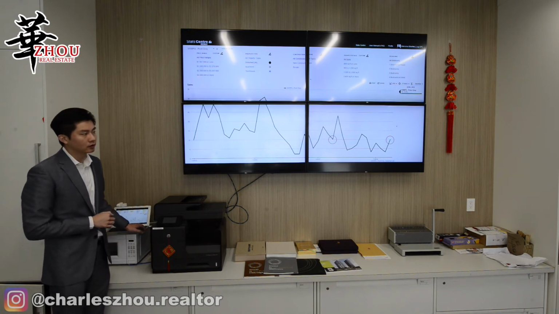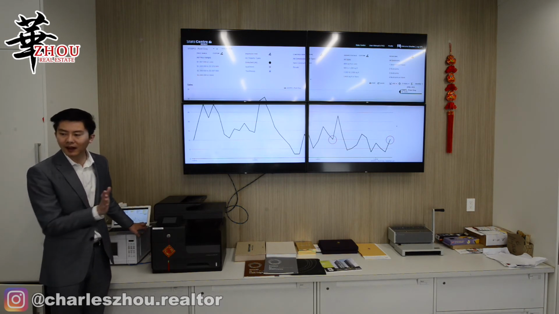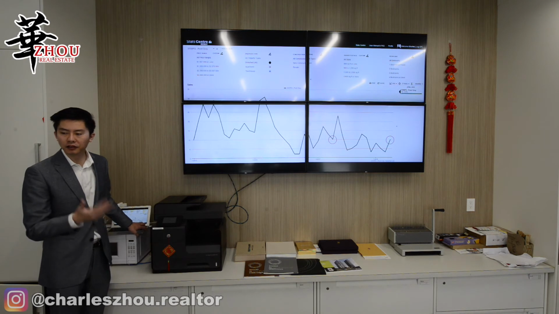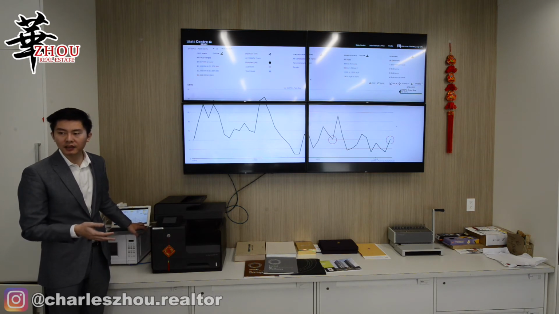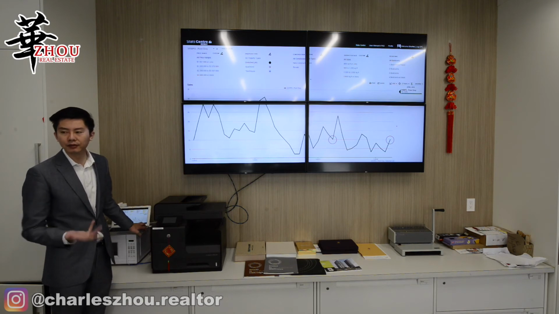If you want to catch the market, you have to explain to them that if the market is moving very fast, we'll have to follow the market and change the price. If the market is moving very slow, you have to price it very low to attract people to look at it.